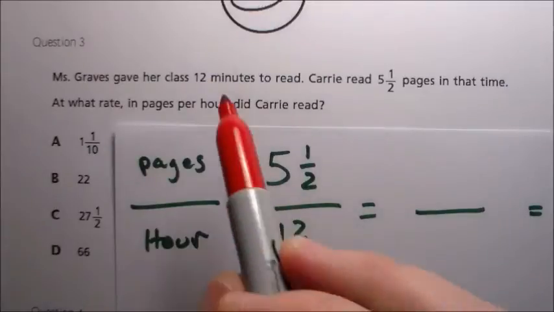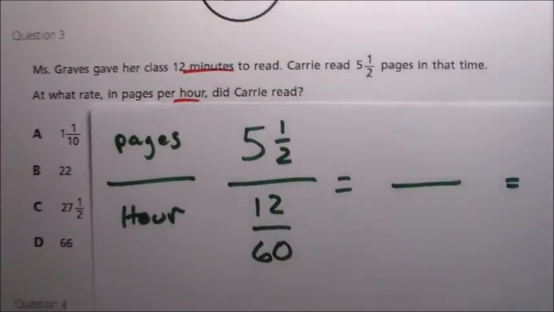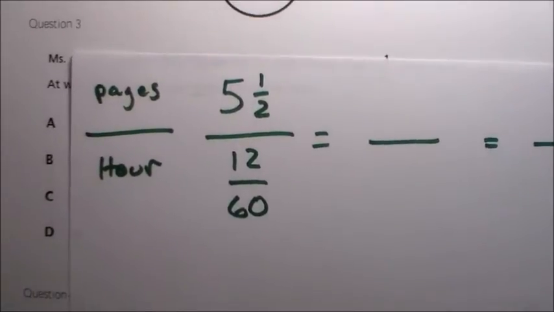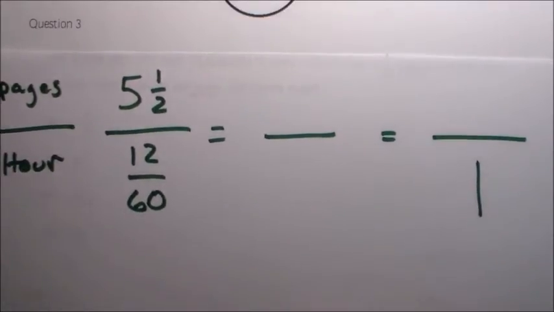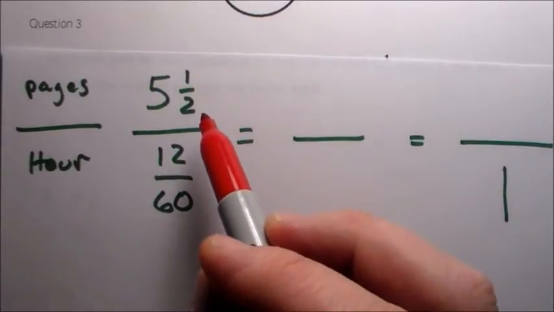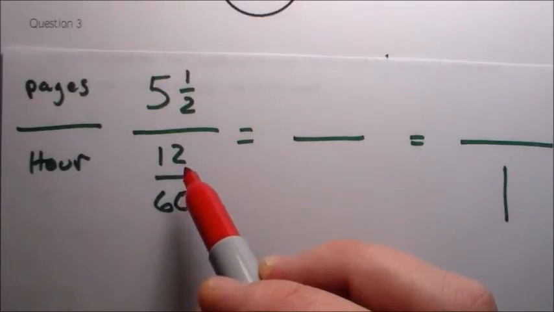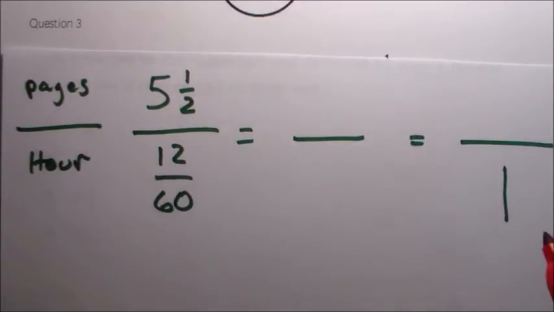Oh, another trick. Minutes to hours. But we know how to do that trick, right? Because we just divide by 60. We say 12 minutes is 12 over 60. All right, so here we are. We have pages per hour, and if we read 5 1/2 pages in this amount of time, 12 60ths, how much are we going to read in 1 hour?